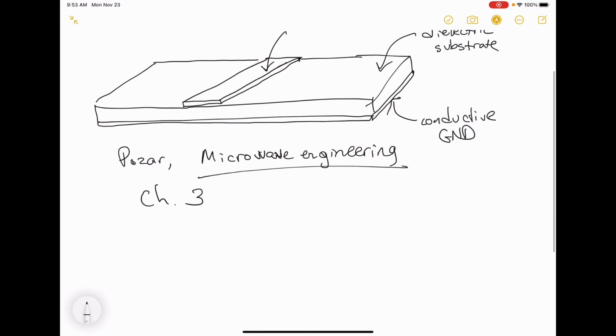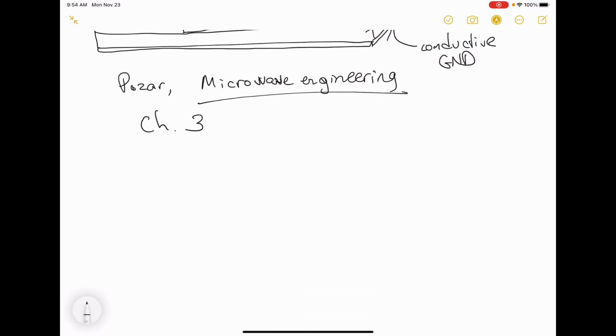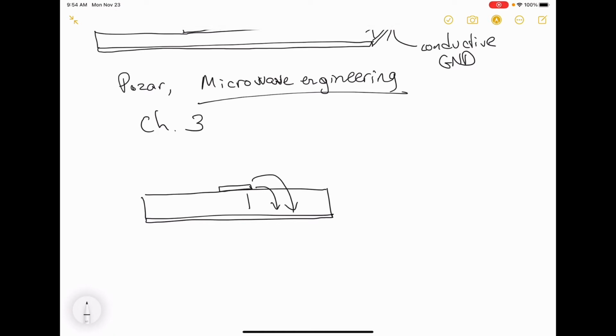The cross-section of microstrip, so if we just take a slice of it and look at it end on, looks kind of like this. And I can draw the electric field vectors. They're going to look kind of like that. They're going to start on the top conductor and end on the ground. And they're going to be partially in air and partially in the dielectric.